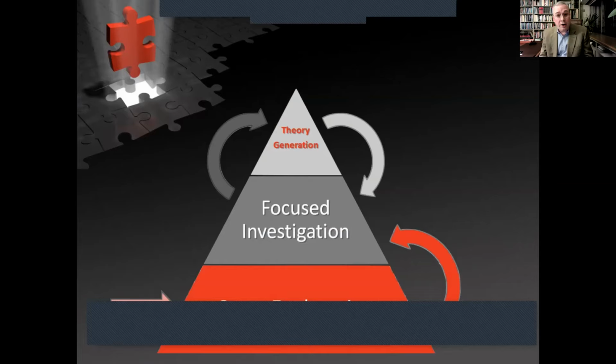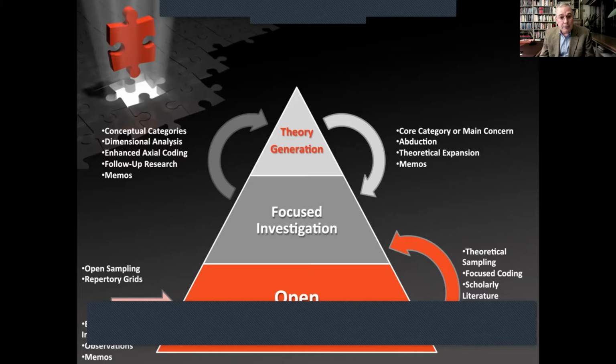Right, so we've got this process here of moving up to different levels. Over time, probably after about 10 or so data collection events at the open coding level, you're going to have plenty of codes, plenty of memos, plenty of ideas for getting a more focused idea of what this study seems to be about. And that's when you'll start to move into accessing scholarly literature.